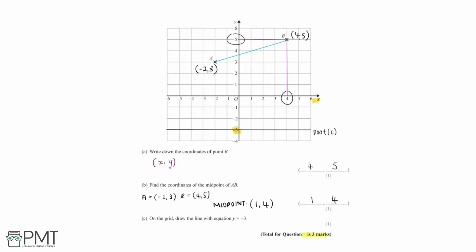And so we get the 3 marks in this question. We're getting part A correct and saying that the coordinates of point B are 4, 5. For part B, we're saying that the coordinates of the midpoint is 1, 4. And finally, for part C, we're correctly drawing the line with equation y is equal to -3, allowing us to get the full 3 marks needed in this question.